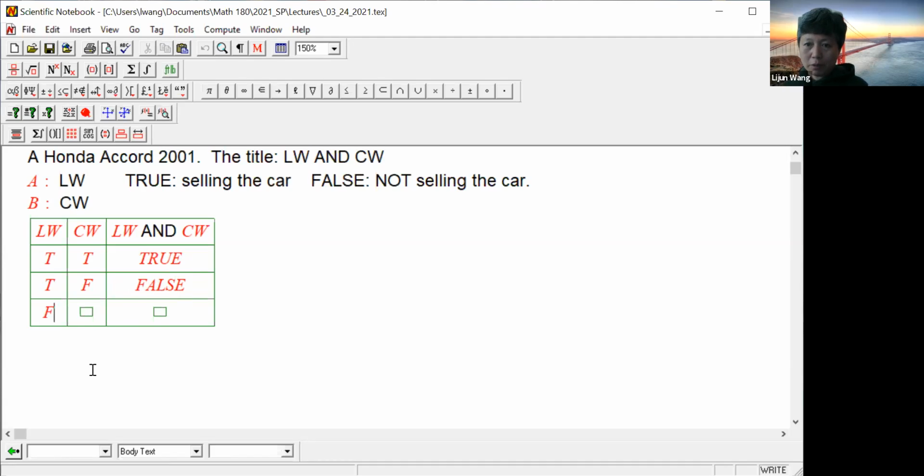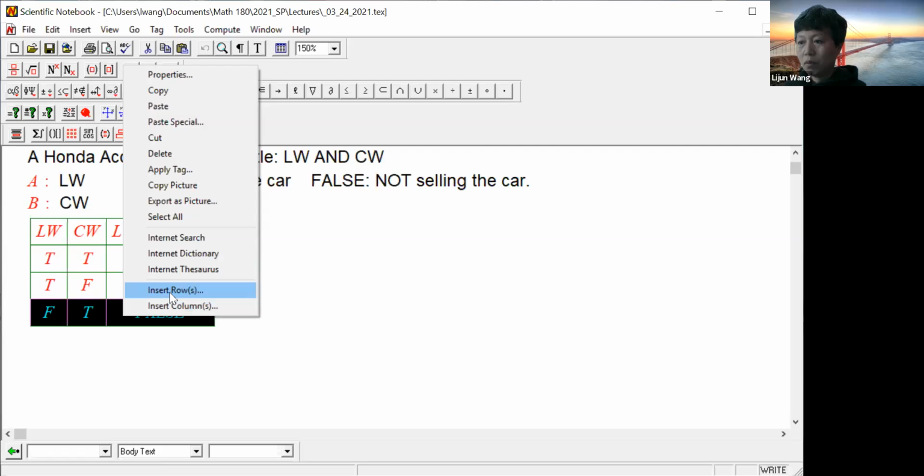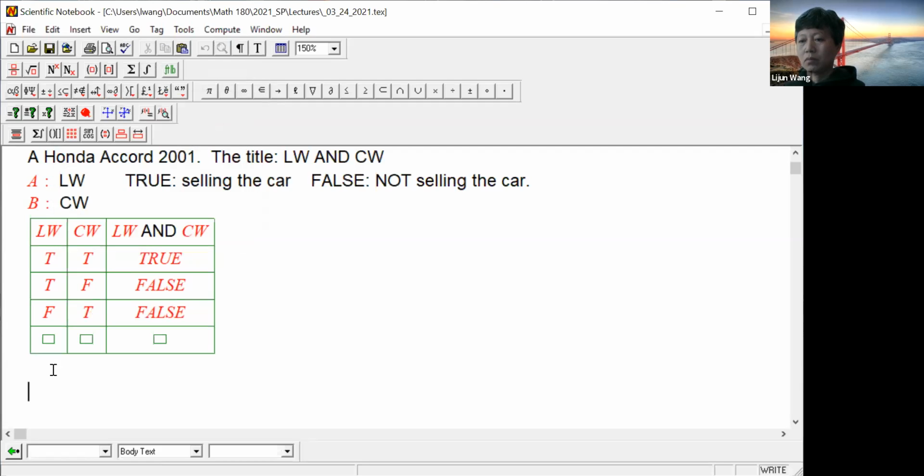Now, I don't want to sell the car because we're not going to have any car. And he wants to sell the car. He wants to buy a Tesla. No, we don't have money to buy a Tesla. So false and true is what? False. Right? Because I don't agree to sell the car. One more row. Do you guys follow me? I'm using this example because it's closer to our life.